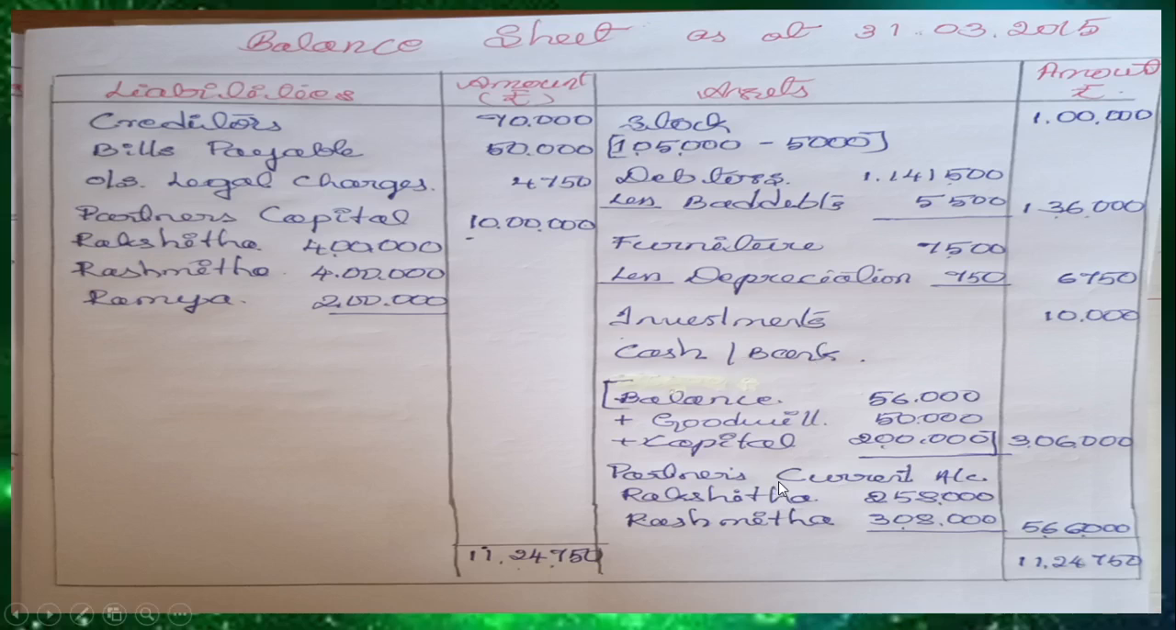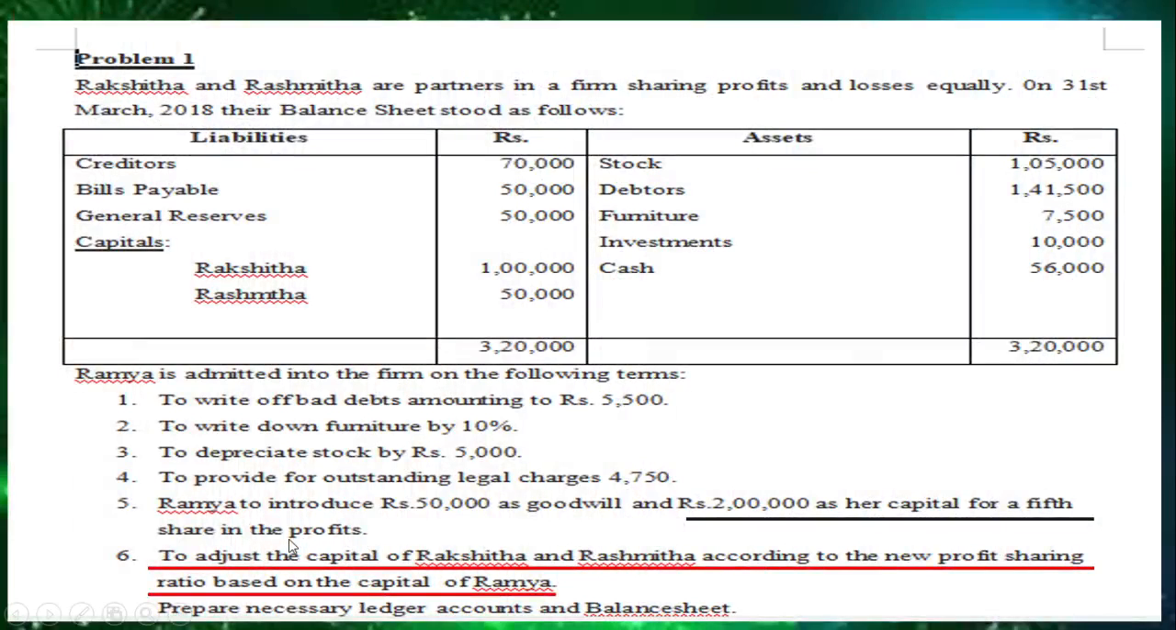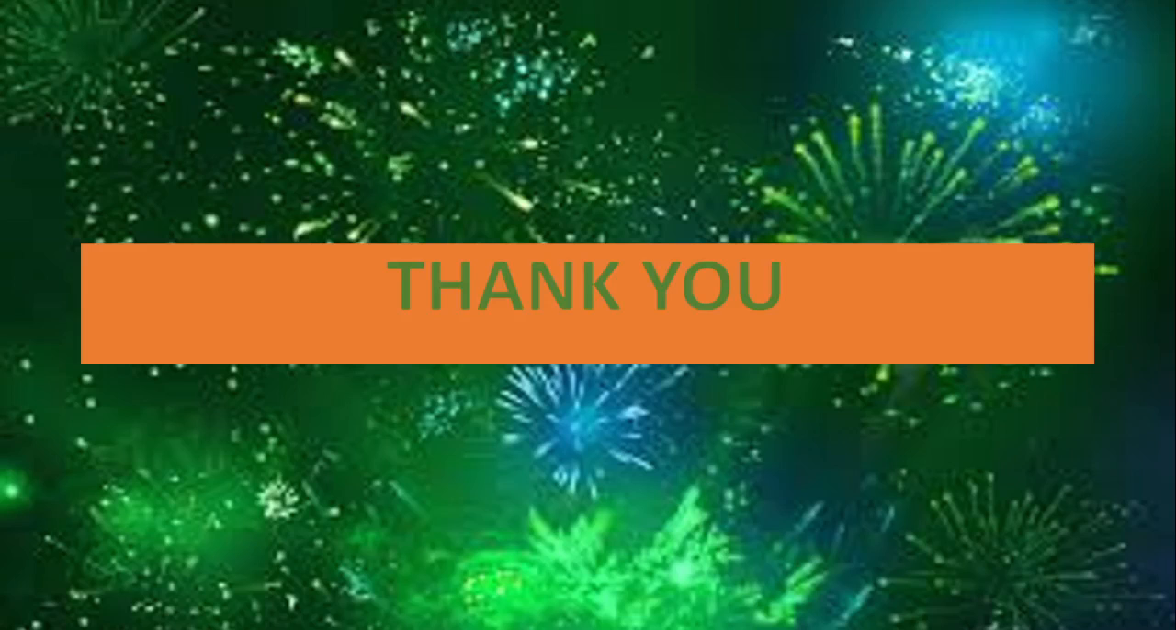If the current account balance is on the debit side in the partners' capital account, we need to transfer that to the liabilities side. So here, the partners' capital account balance is 4 lakh, 4 lakh and 2 lakh, total 10 lakh rupees, and the partners' current account balance here. So this is all about this particular problem. And the balance sheet tallies at 11 lakh 24,750. In this particular problem, you need to put a lot of focus on capital adjustment. I hope you understood the problem. Thank you for watching and happy learning.